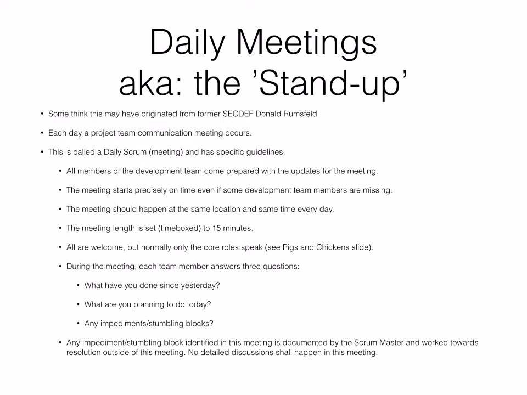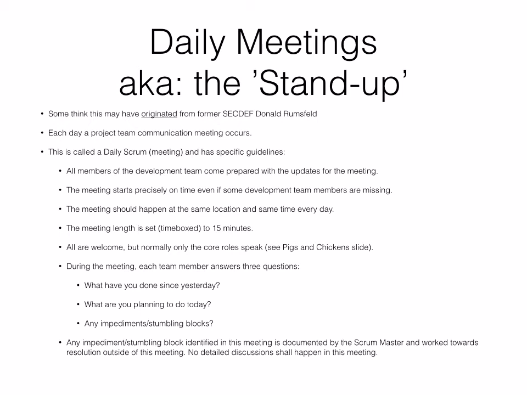And I'm going to talk about this notion of pigs and chickens, which is kind of a funny thing that people use with respect to Agile. During the meeting, each team member answers those 3 questions that you talked about before. What did you do yesterday? What are you planning to do today? And do you have any impediments or stumbling blocks that prohibit you from doing what you would like to do or what you prescribe to do?